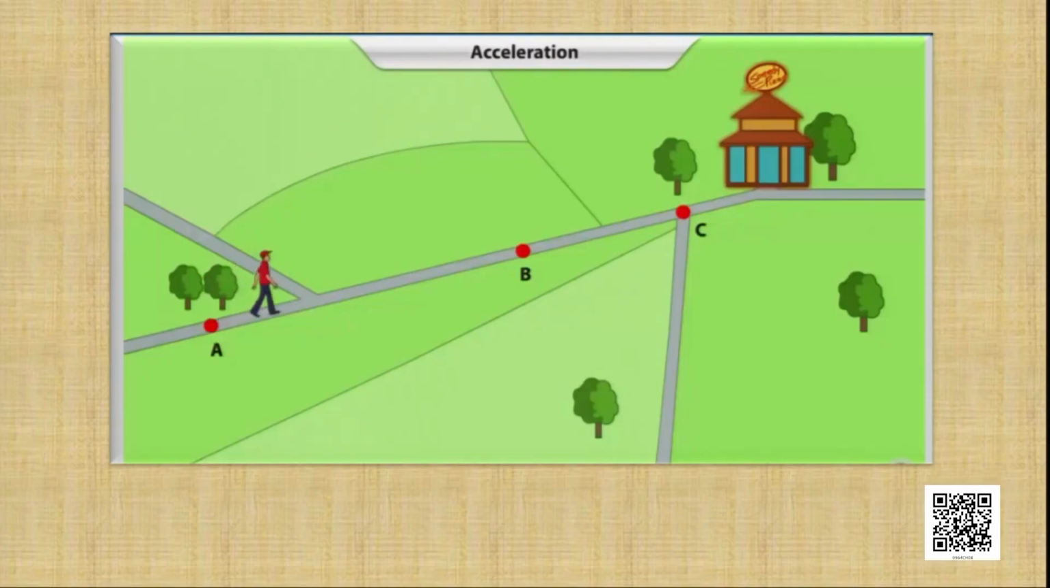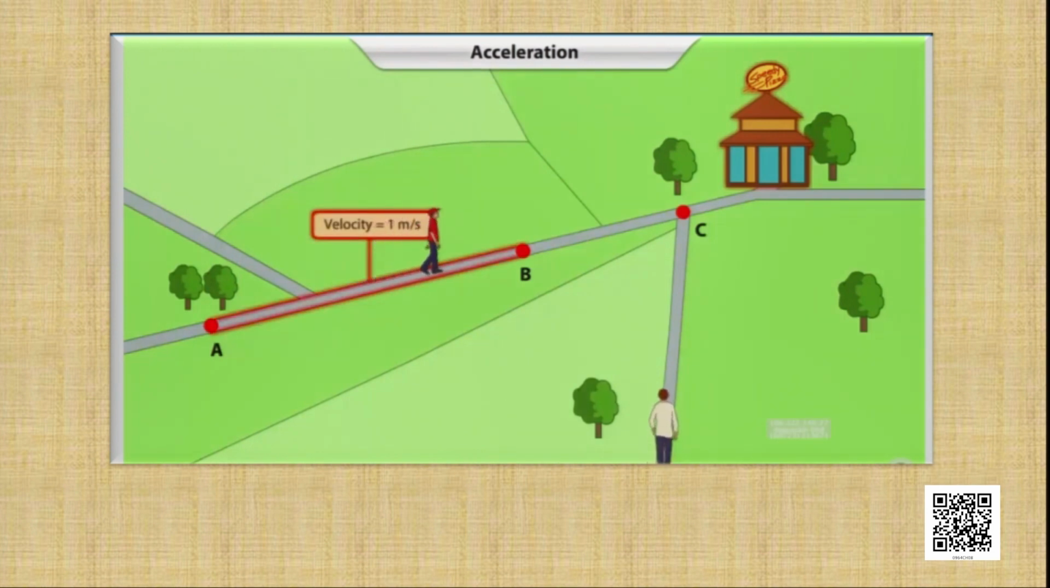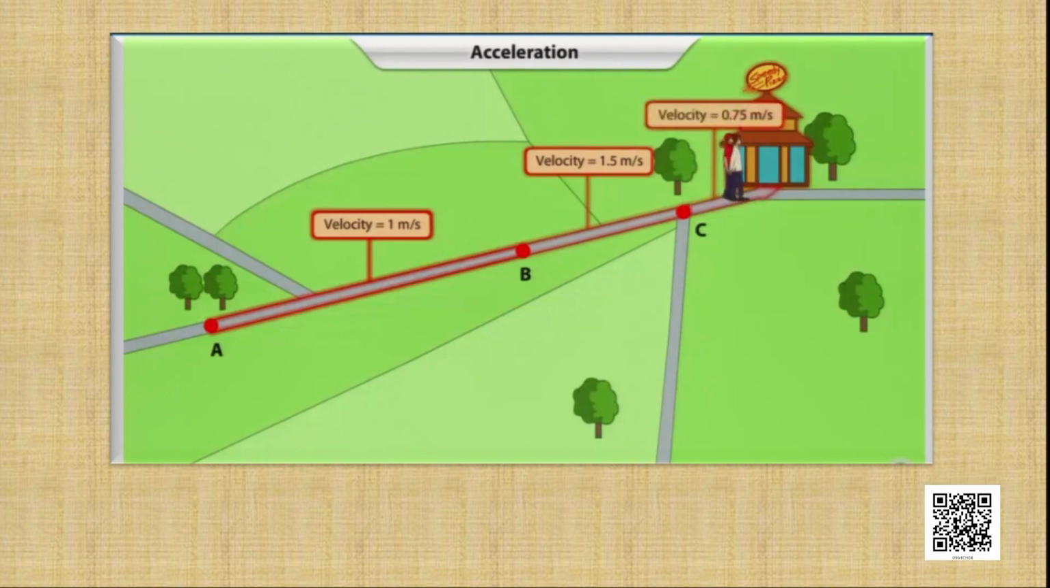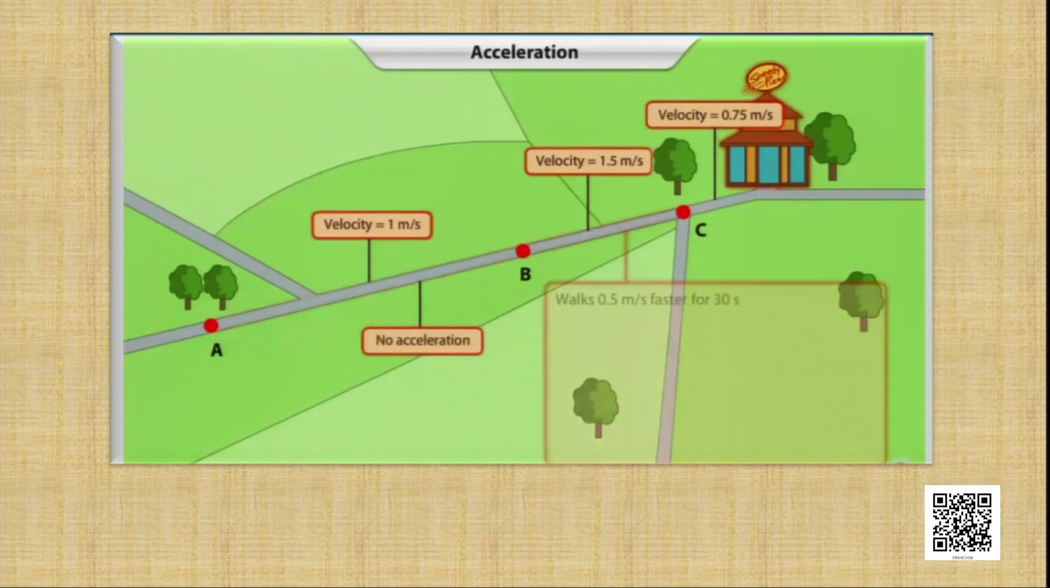I am very hungry. I walk to the pizza stall at a velocity of 1 meter per second. 2 minutes later, as I get hungrier, I walk faster at a velocity of 1.5 meters per second at point B. What luck! 30 seconds later, my friend at point C shares some biscuits. I'm not so hungry now. So I stroll at a velocity of 0.75 meters per second for 25 seconds till I reach the pizza stall. To calculate the acceleration, divide the change in velocity by the time taken for it.